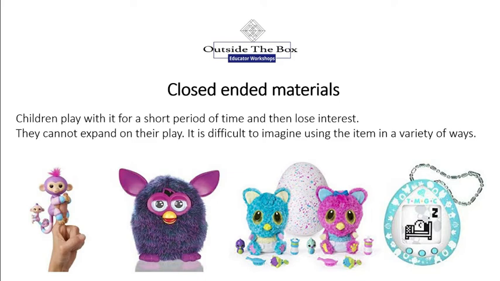Fingerlings, Furbies, Hatchimals, Tamagotchis. These are toys that children are so excited to receive at Christmas time, and then they play with it for 5 minutes and they get bored and they move on to something else. This is because they're closed-ended. There's no way for them to expand on their play, and there's no way for the child to imagine the item as something other than what it is.